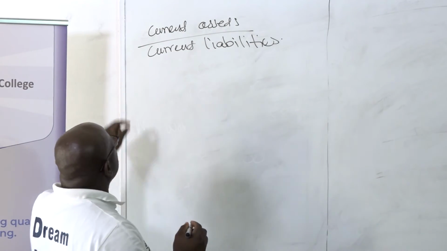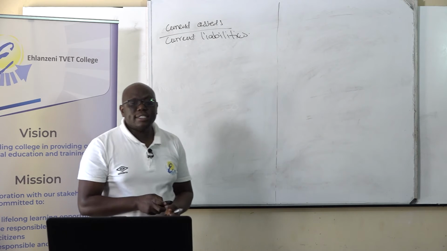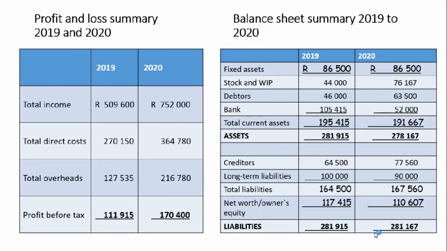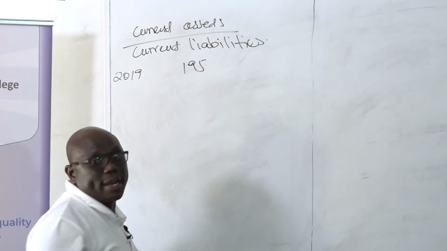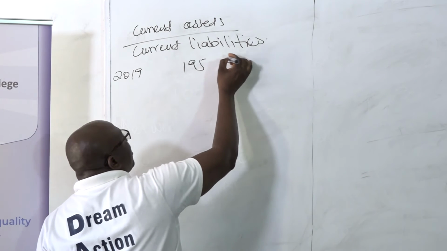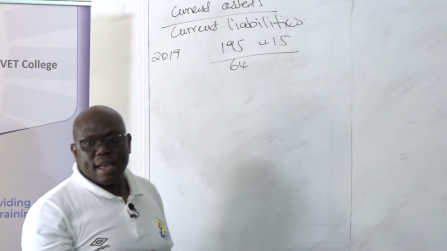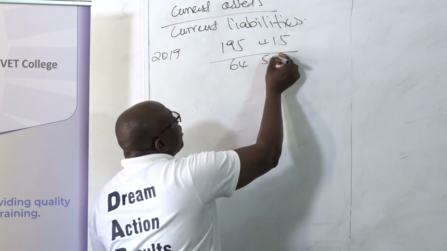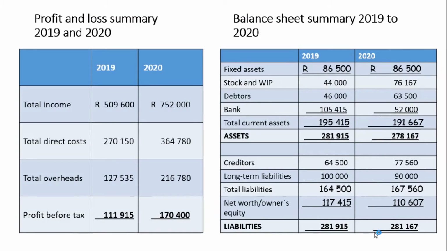So the current ratio is the current assets divided by the current liabilities. Let us take a look at our balance sheet. How much is our current assets for 2019? Our current assets are 195,415. How much is our current liabilities? Our current liabilities are the creditors, which is 64,500.